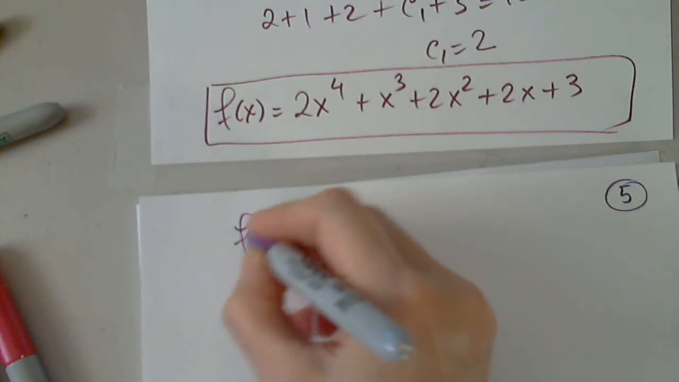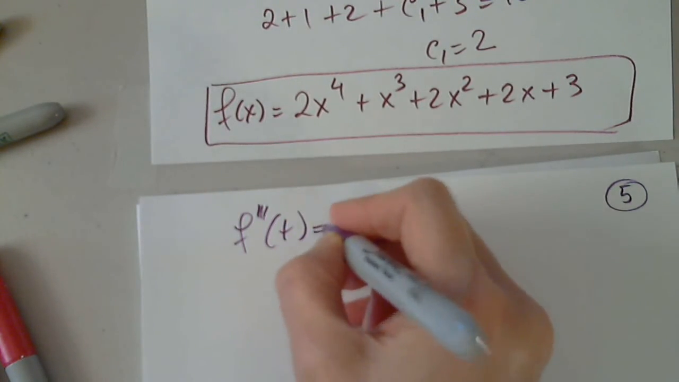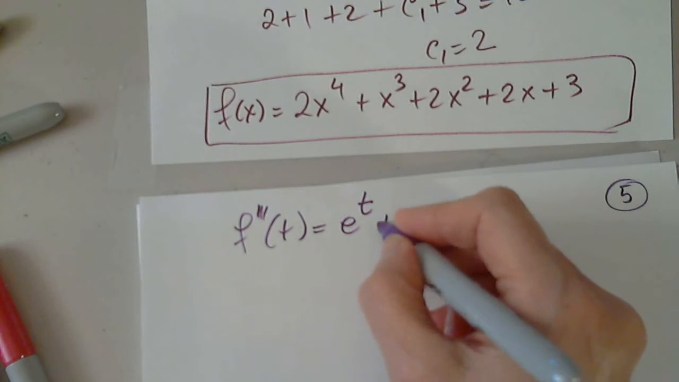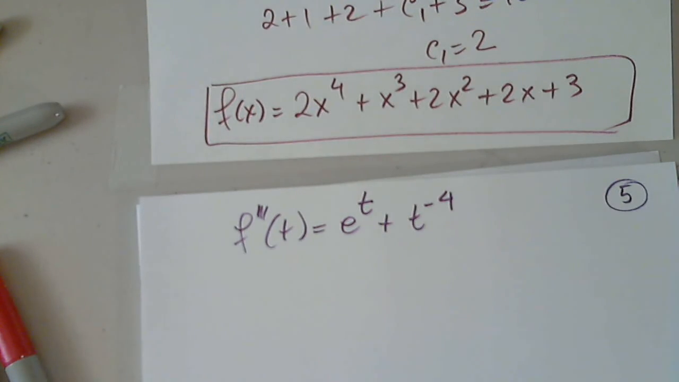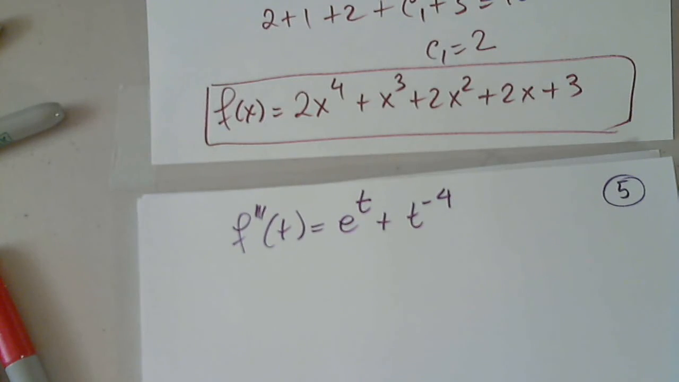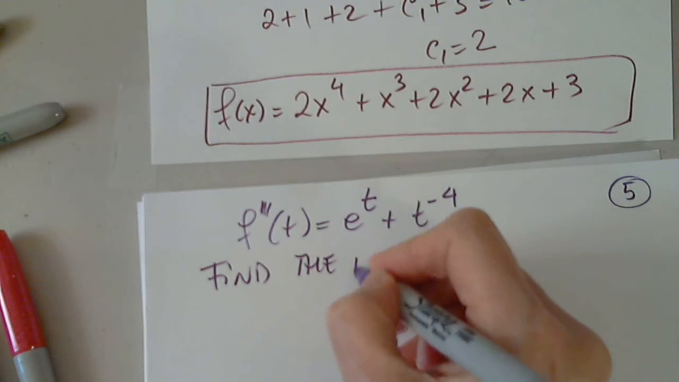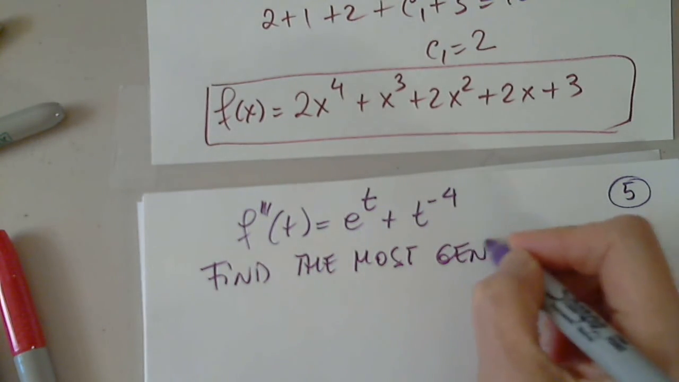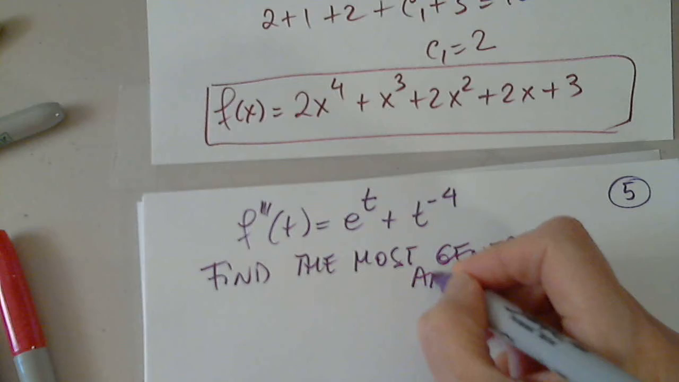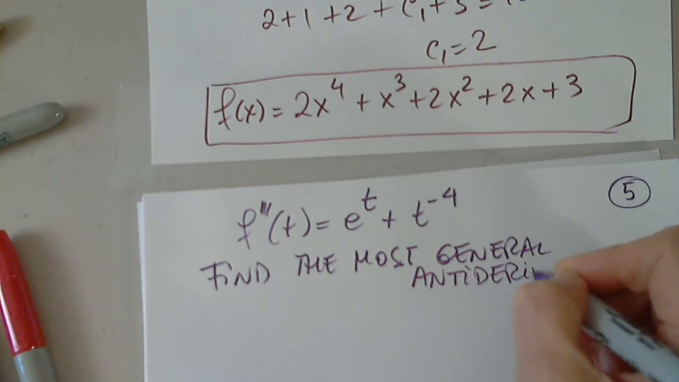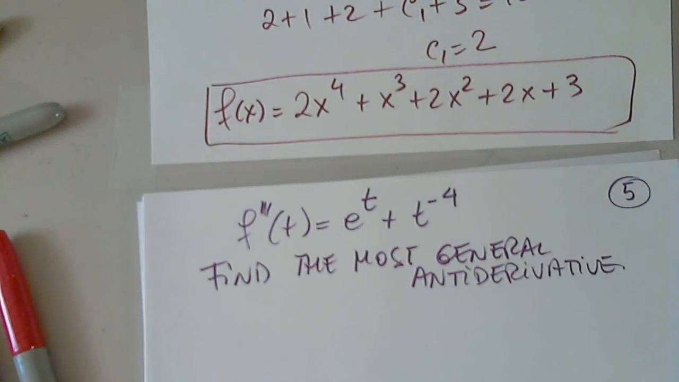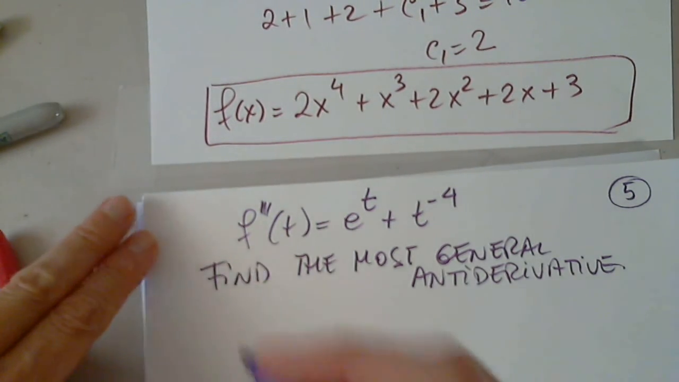Okay, so let's say we have the third derivative now of t equals e to t plus t to negative 4. We're asked to find the most general antiderivative of this function. Okay. In order to find the function, I have to find the second derivative first.